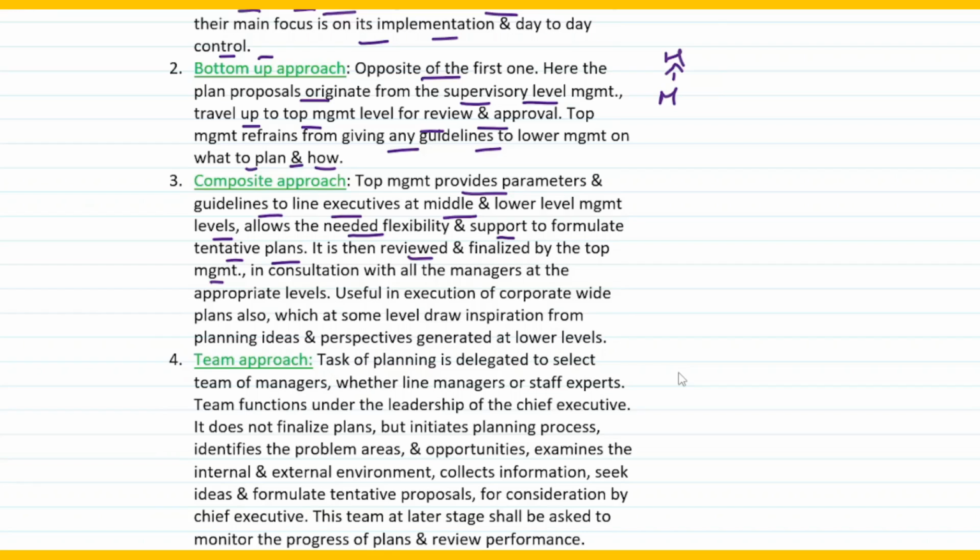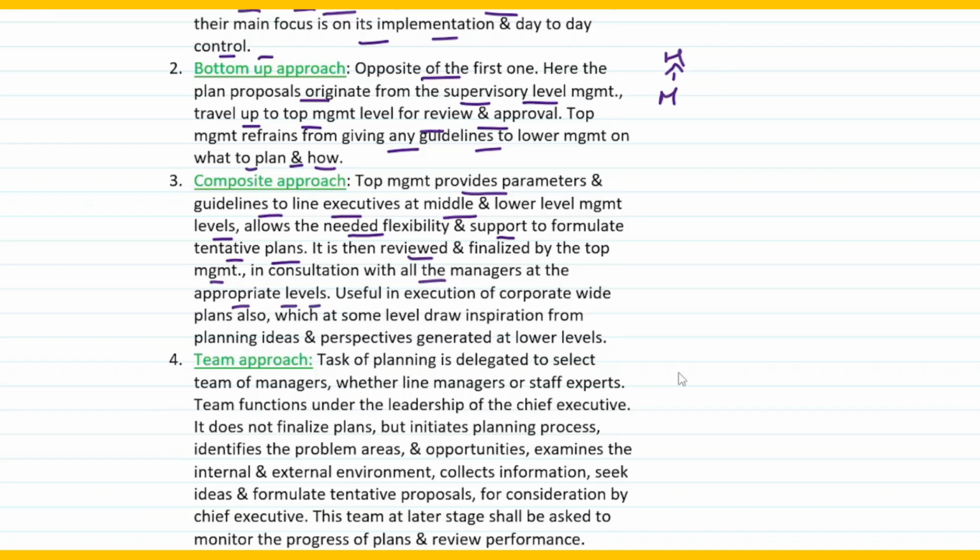So it is being reviewed and finalized by the top management, in consultation with all the managers at the appropriate level. So basically, guidelines will be given by the top management to the line executives and middle and lower management. They'll be given the flexibility also to formulate the tentative plans. Then what will happen? It will be reviewed and finalized by the top management, in consultation with the managers at the appropriate levels.